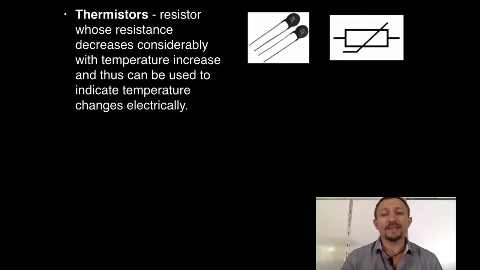Okay, another thing that we can have is a thermistor. You can see the symbol here. Basically, this is a component that works on indicating temperature, and it looks at the electric current, which is basically changing with respect to temperature.